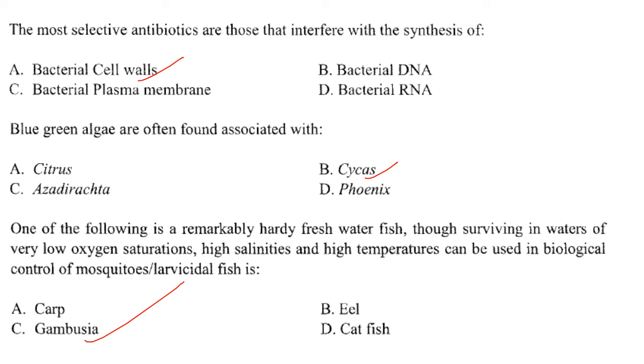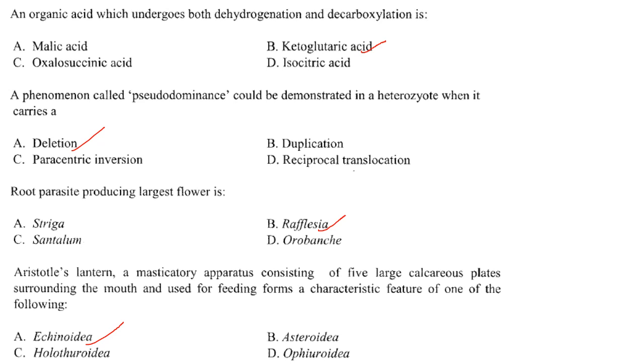One of the following is a remarkably hardy freshwater fish, though surviving in waters of very low oxygen saturation, high salinities and high temperatures, can be used in biological control of mosquitoes or larvicidal fish is... So the fish is Gambusia. Answer is option. And next one. An organic acid which undergoes both dehydrogenation and decarboxylation is... So it is alpha ketoglutaric acid.